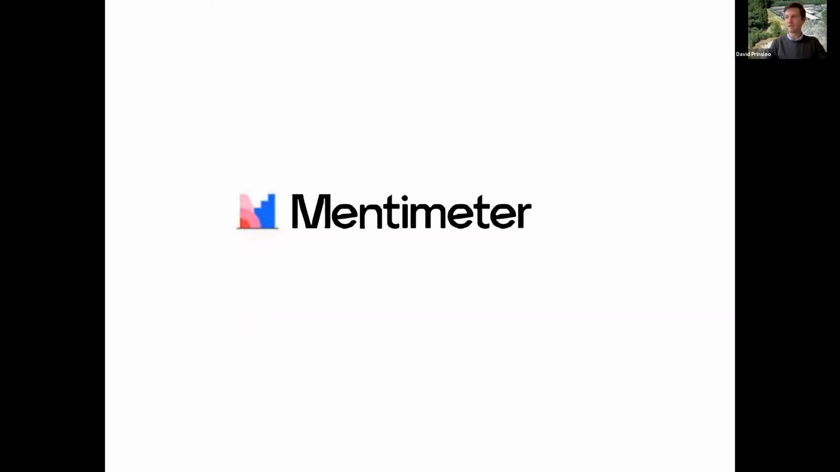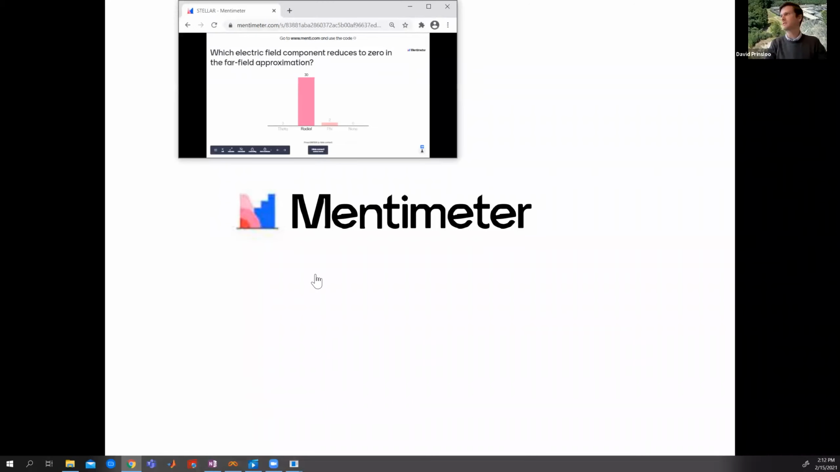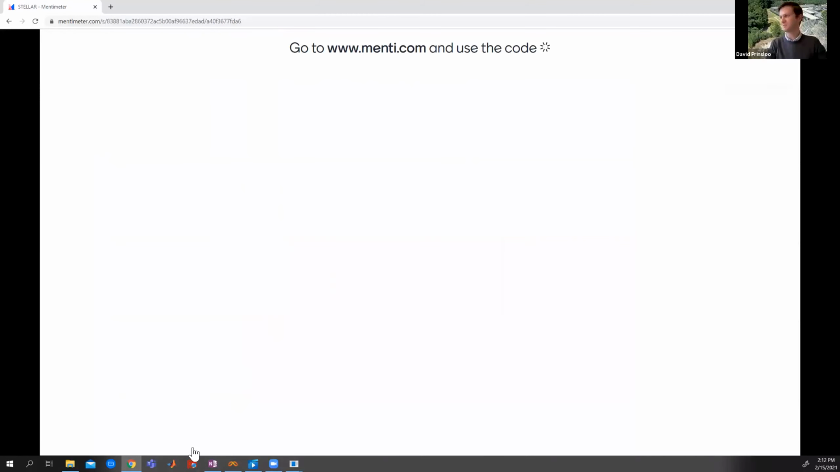Yeah, and indeed, I hope you can all see that. It is the radial component that reduces to 0 in the far field.